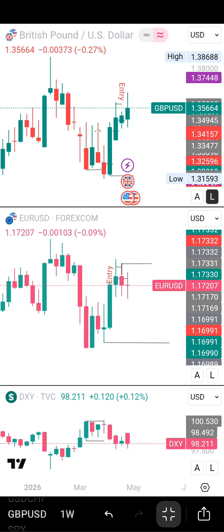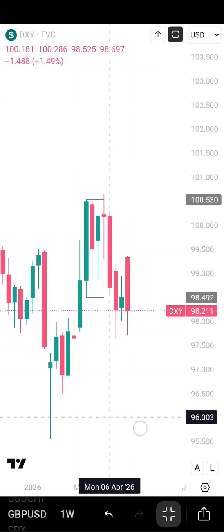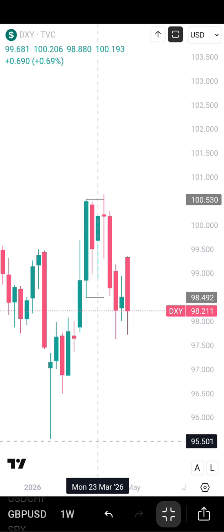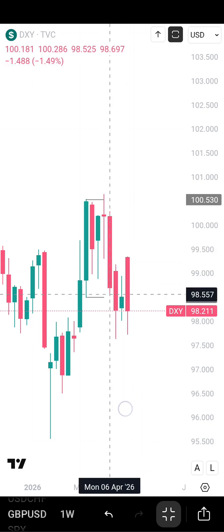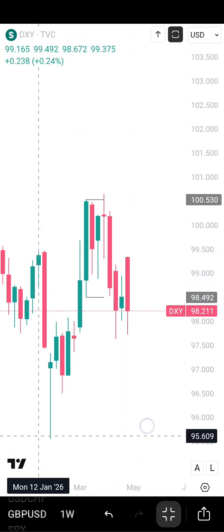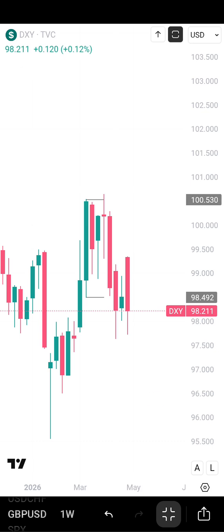So for this week, first and foremost, let's start with the DXY. On the DXY, you can see here we have a liquidity. Don't forget, what moves price is liquidity. Okay, we have an FVG here, partially filled. Okay, we have a liquidity down here. All right, we have a liquidity below here, and we also have a liquidity to the upside. I'm just showing you around this on the weekly time frame.